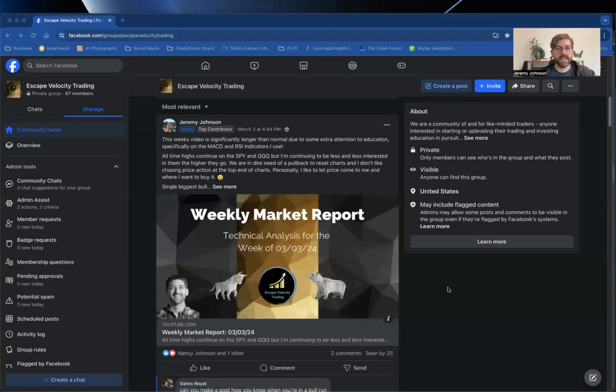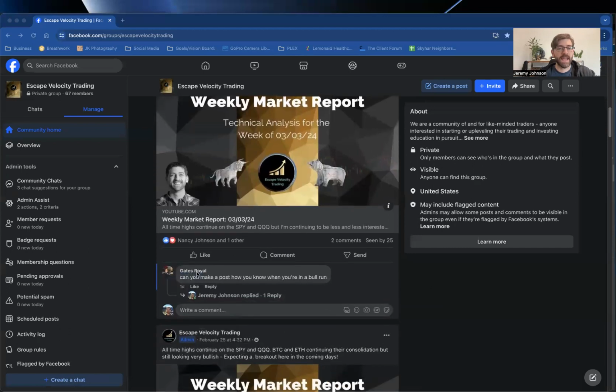Over the last couple of days, I received a question from someone in our Facebook group asking me if I could go over in a little more detail what constitutes a bull run and how to know if we are in a bullish run. So I just wanted to take a look at this.